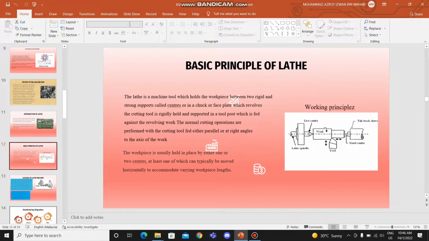Basic principle of the lathe. The lathe is a machine tool which holds the workpiece between two rigid and strong supports called centers, or in a chuck or face plate, which revolves. The cutting tool is rigidly held and supported in a tool post, which is fed against the revolving work. The normal cutting operations are performed with the cutting tool fed either parallel or at a right angle to the axis of the work. As you can see, there are working principles of the lathe: the workpiece, lathe center, lathe spindle, tailstock sleeve, and lathe center.